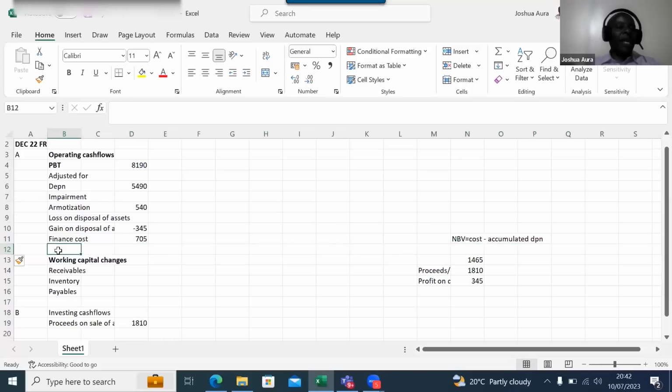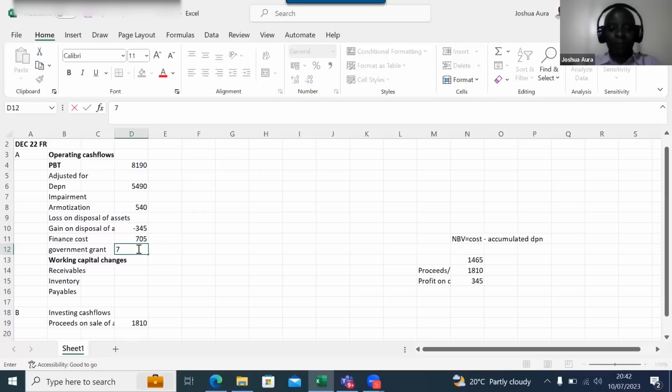Once I'm here, I've been able to see what they're calling government grant. This is a government grant, which I need to cancel. In this case the figure is 750. The question is, will it be subtracted or will it be added? You subtract, yes.